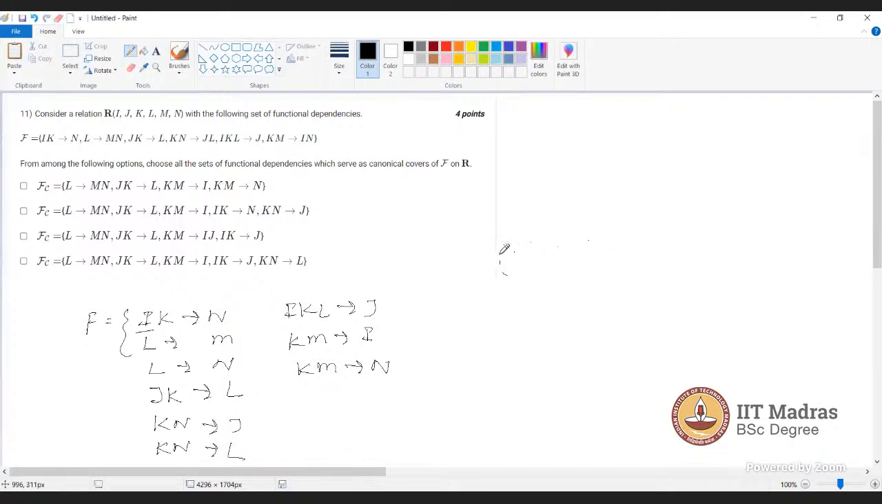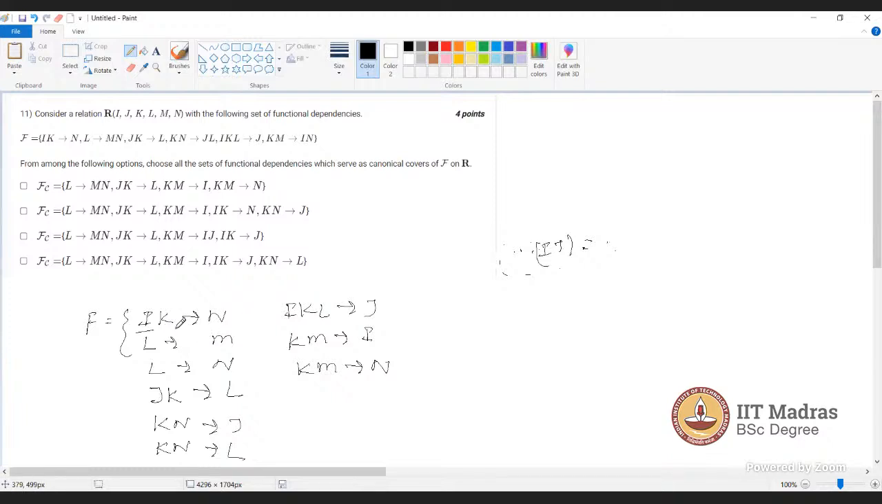Let's find whether K is an extraneous attribute or not. So let's find the closure of I. What will be the I closure? I only. So K is not an extraneous attribute. Why is the I closure only I and not KM? See, I'm finding whether K is an extraneous attribute or not. If the I closure gets K, then K is an extraneous attribute. If not, then K is not an extraneous attribute.